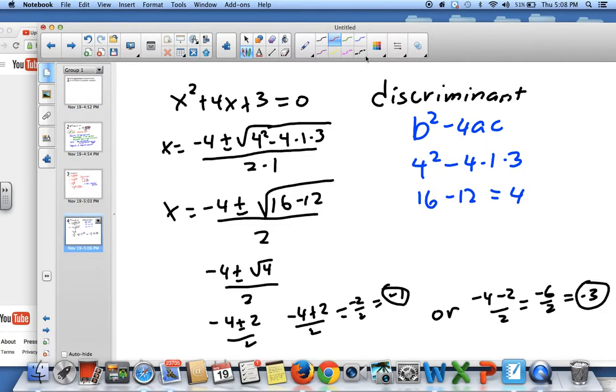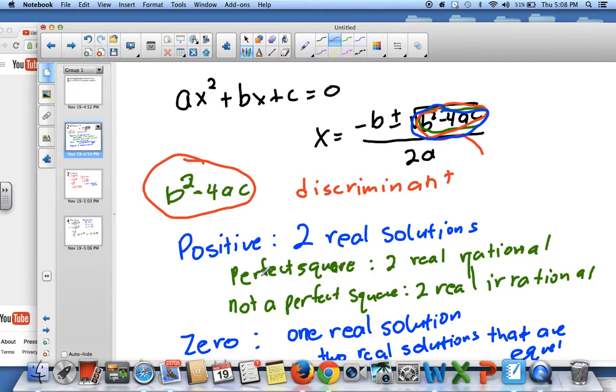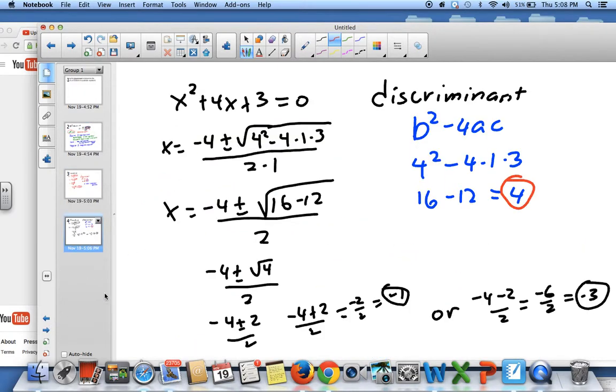4 is positive and it's a perfect square. We go back to our rules. It's positive and a perfect square, two real rational solutions. So I'd say there's two real rational solutions. And I can look at the answer, negative 1 and negative 3. Both are real and rational.